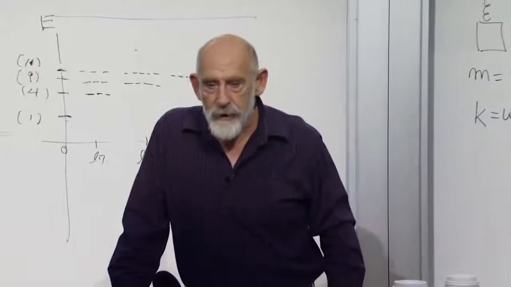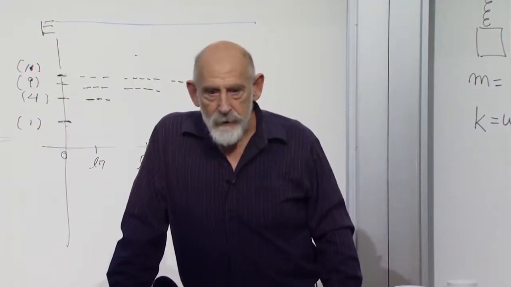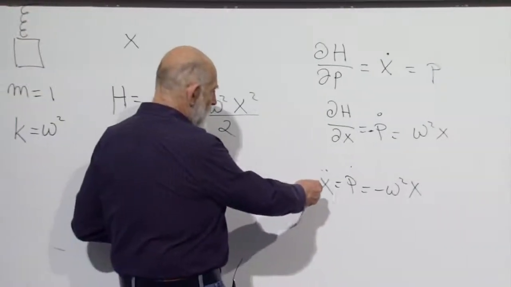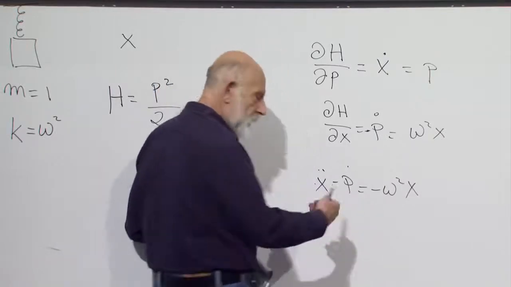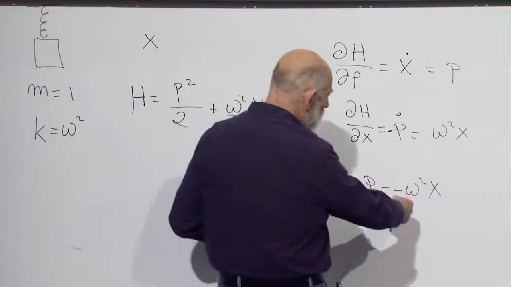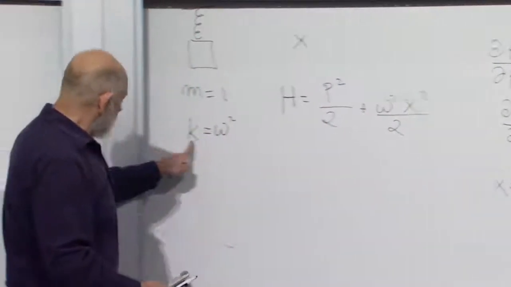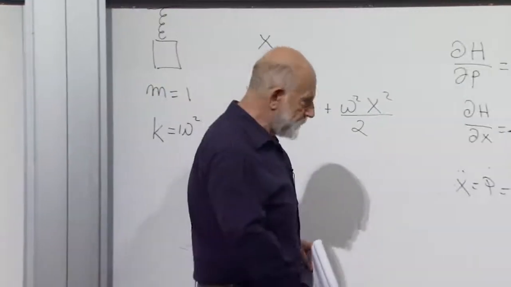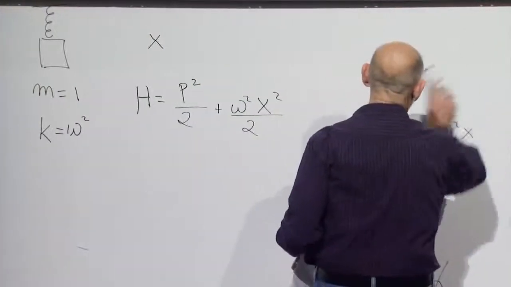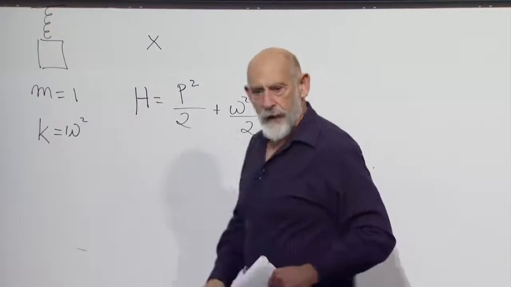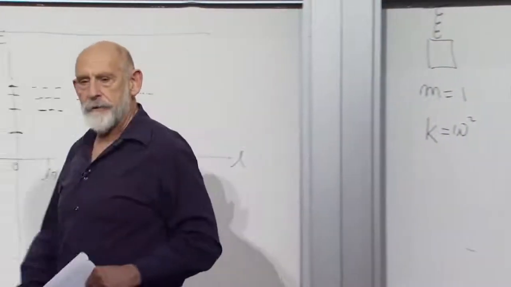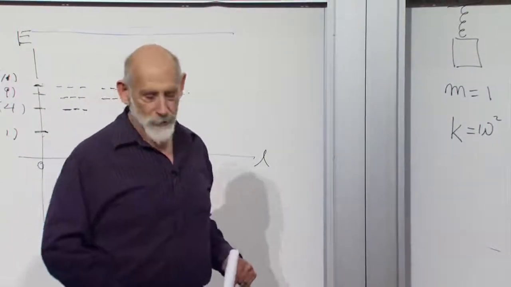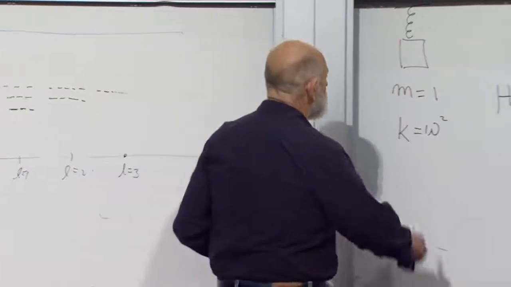X double dot is minus omega squared x. That's the equation of an oscillator with frequency omega. Everybody recognize it? Acceleration, m was set equal to 1. Acceleration is equal to restoring force with, as I said, k equal to omega squared. Okay, so this is the right Hamiltonian for the harmonic oscillator. And now what we want to do is find all its energy levels, eigenvectors, and find out what it does quantum mechanically. Classically, we know what it does. It swings back and forth with frequency omega. Okay, let's see what we can do with it.